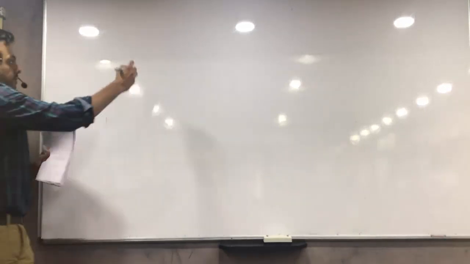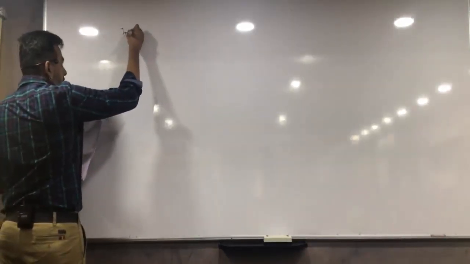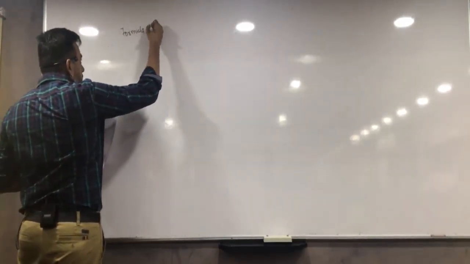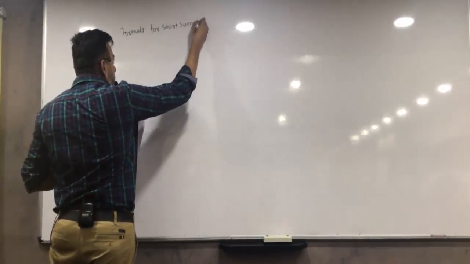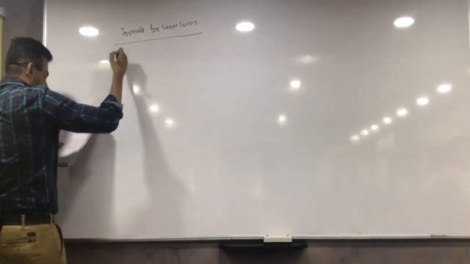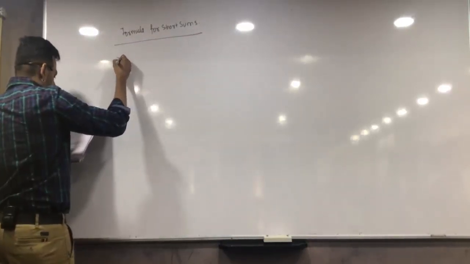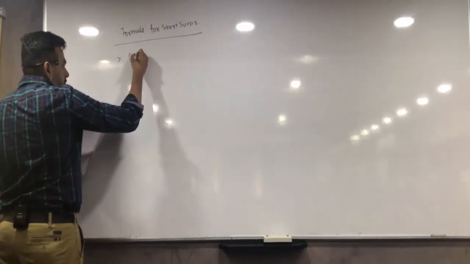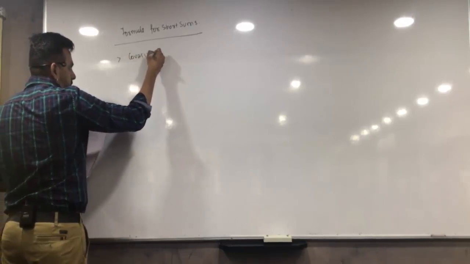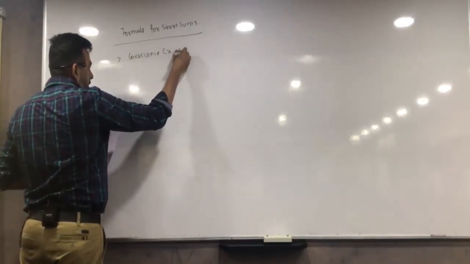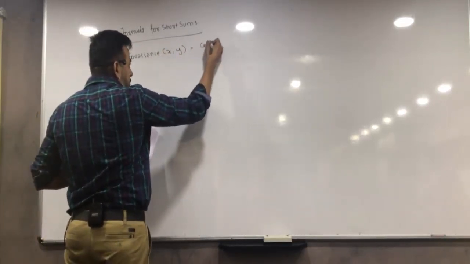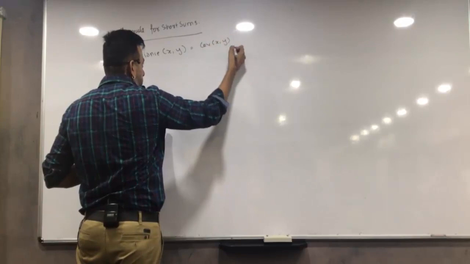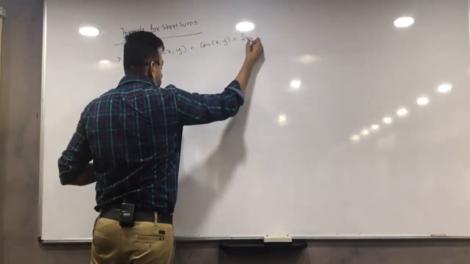Formulas which we'll be using in short sums. So write down the heading, formulas for short sums. Here we are going to use covariance x comma y, which will also be written as COV x comma y, also as S of xy.